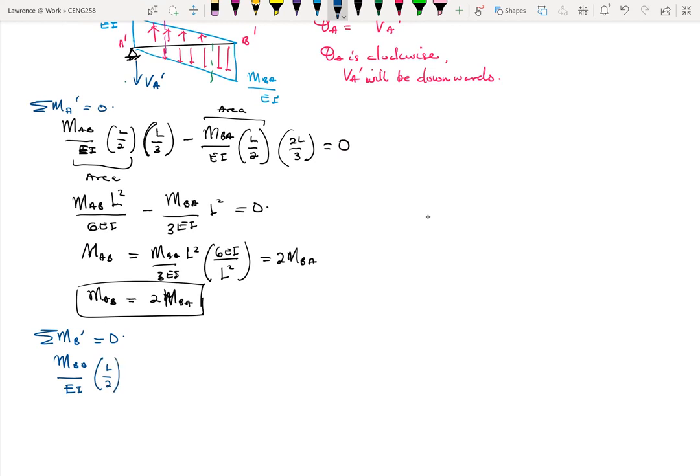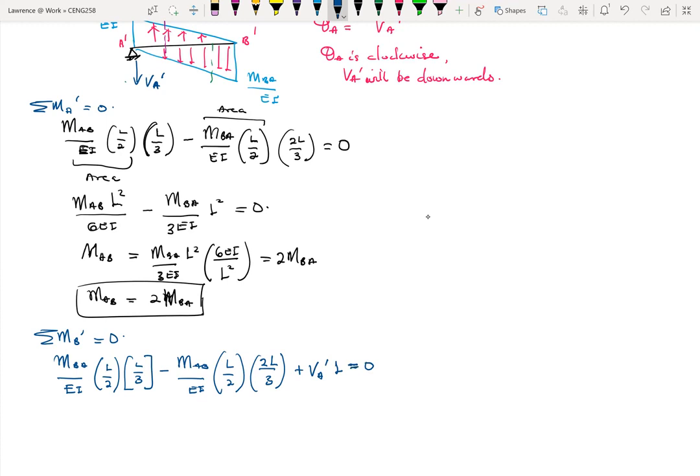L over 2, so this will give us the area times L over 3, minus MAB over EI times again L over 2 times 2/3 of L, plus in this case VA prime times L equals 0.